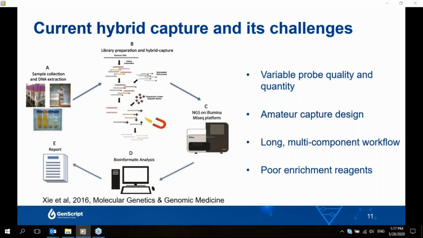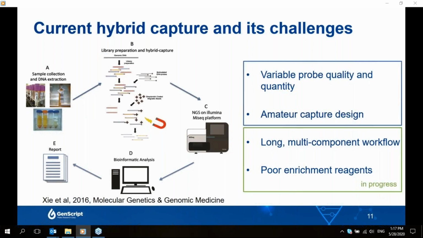A third challenge is that a hybrid capture experiment is rather long, typically taking more than a day and involving lots of hands-on time. This and the last one, poor reagents and protocols, make hybrid capture really hard to automate, which hinders the wider use of this technology in the clinical space. At GenScript, we have been working really hard on addressing the first 2 challenges, which I will present today. We are also actively working and seeking solutions for the rest.